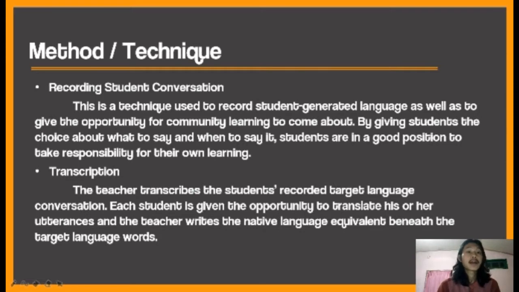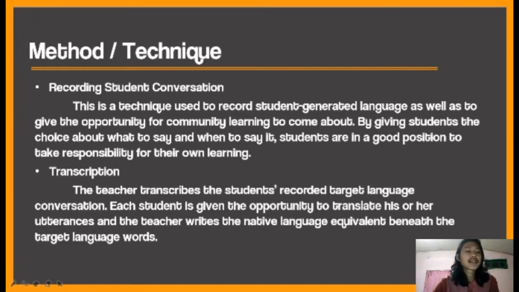Okay, next slide. I will explain the method or technique in community language learning. There are two methods in CLL, or community language learning. First is recording student conversation. Recording student conversation is a technique used to record students' generated language as well as to give the opportunity for community learning to come about.